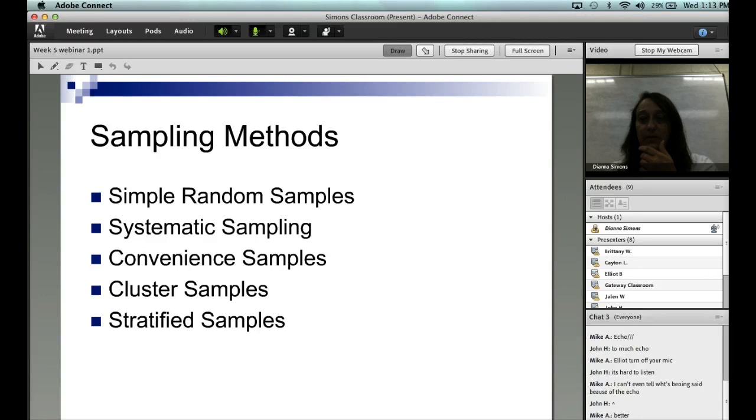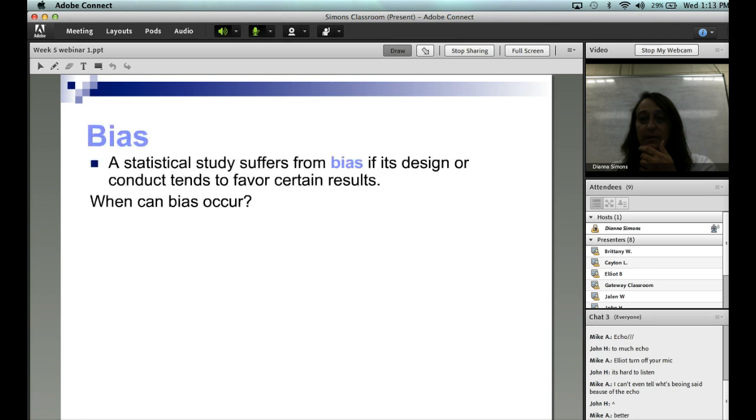Okay, so the sampling methods are random sample, systematic sampling, convenience sampling, cluster sampling, and stratified sampling.